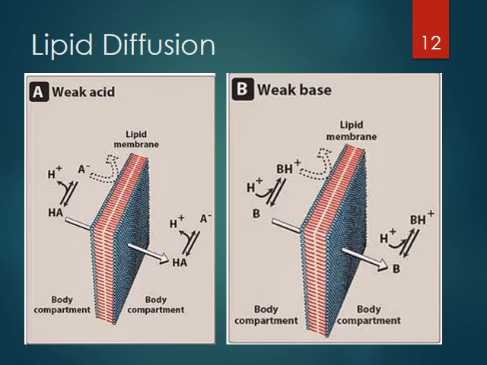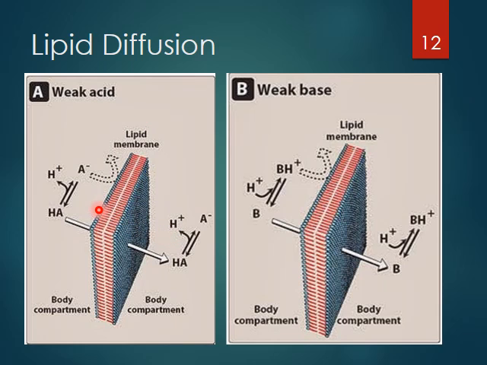So looking at this picture here, we'll basically take it one at a time, but looking at the weak acid portion here on the left, essentially what you're going to have is your body compartment. Say this is the GI tract, and here's the intestinal membrane, and then here's the blood supply, basically. Here's your lipid membrane that the drugs have to cross in order to be absorbed.